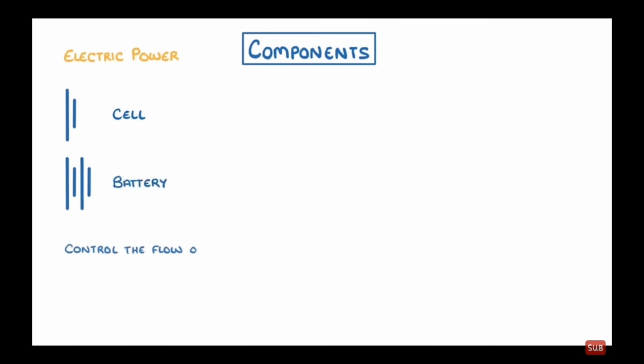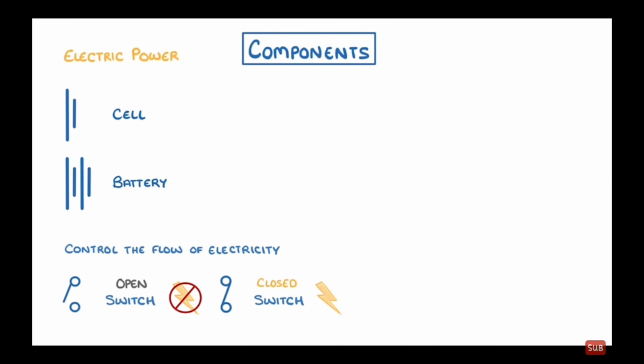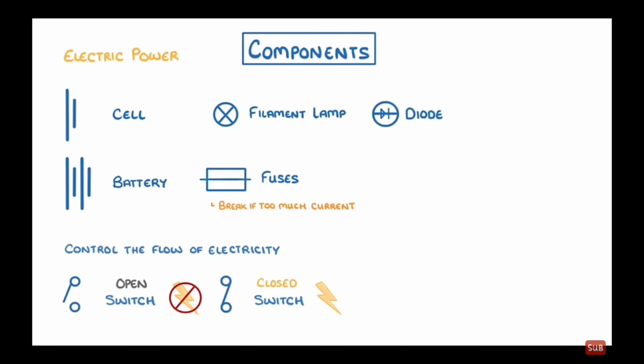And to control the flow of the electricity, we could also add a switch, which can be closed, allowing electricity to flow, or open, which effectively turns off the circuit because it's no longer complete. We also have filament lamps, which are just small bulbs, fuses, which break if too much current flows through the circuit, and diodes, which only allow current to flow in one direction.